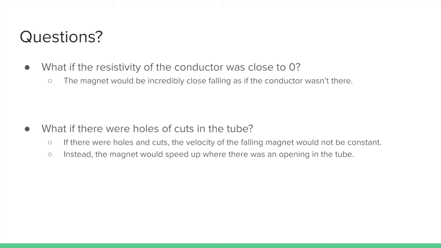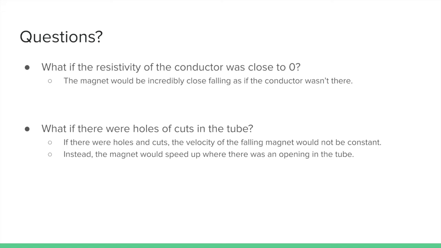Some of the what-ifs in this experiment: what if the resistivity of the conductor was close to 0? If the resistivity was close to 0, then the magnet would be incredibly close to falling as if there was no conductor there. So in this case, instead of 2.5 seconds, it'll fall the same distance in about a quarter second.